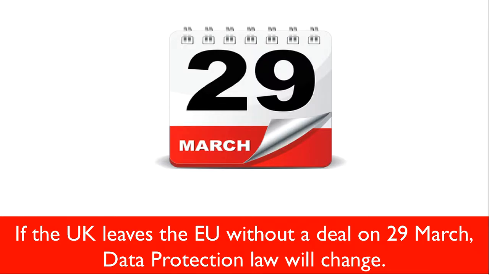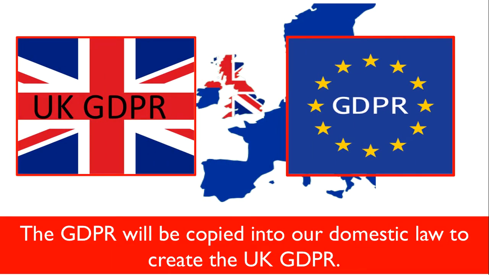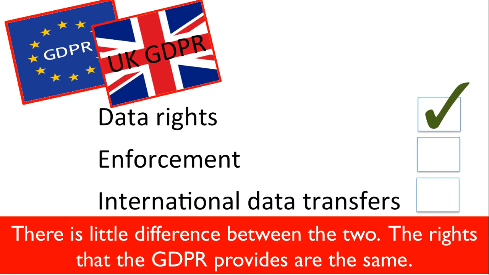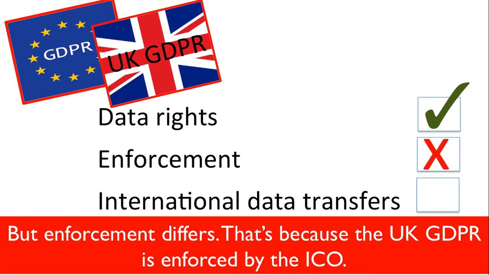If the UK leaves the EU without a deal on the 29th of March, data protection law will change. The GDPR will be copied into our domestic law to create the UK GDPR. UK businesses will comply with the UK GDPR, and EU businesses will comply with the EU GDPR. There is little difference between the two. The rights that the GDPR provides are the same, but enforcement differs.